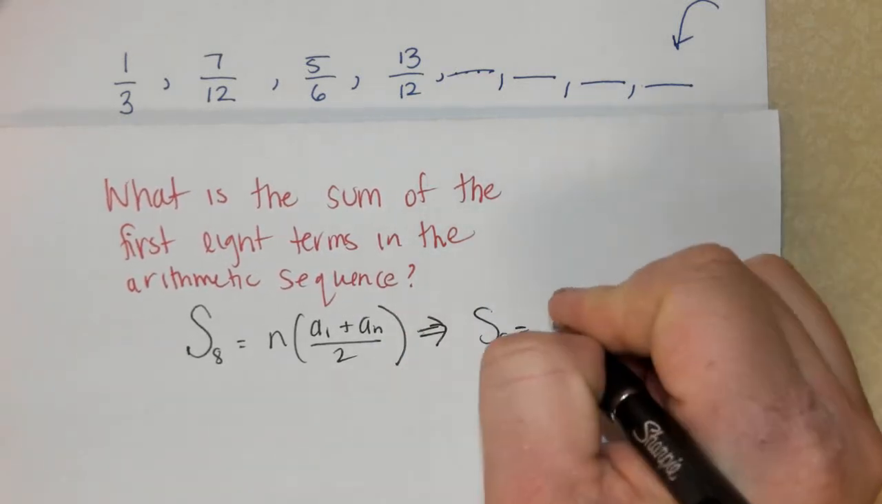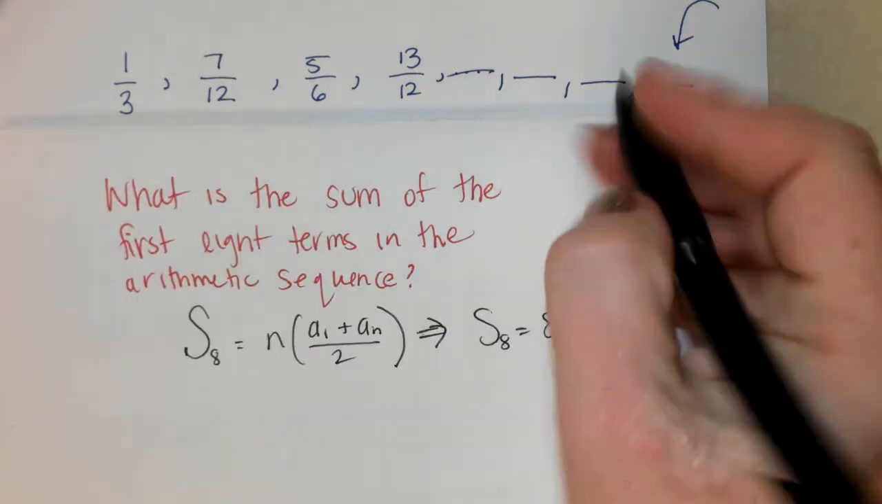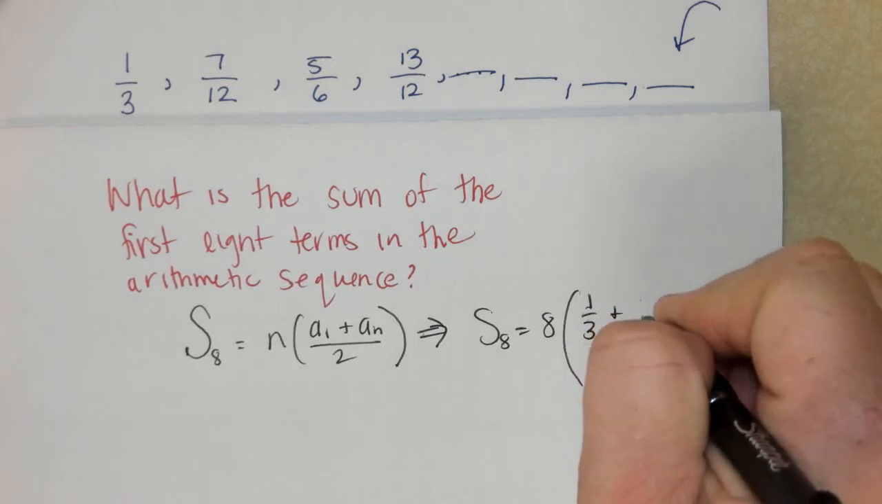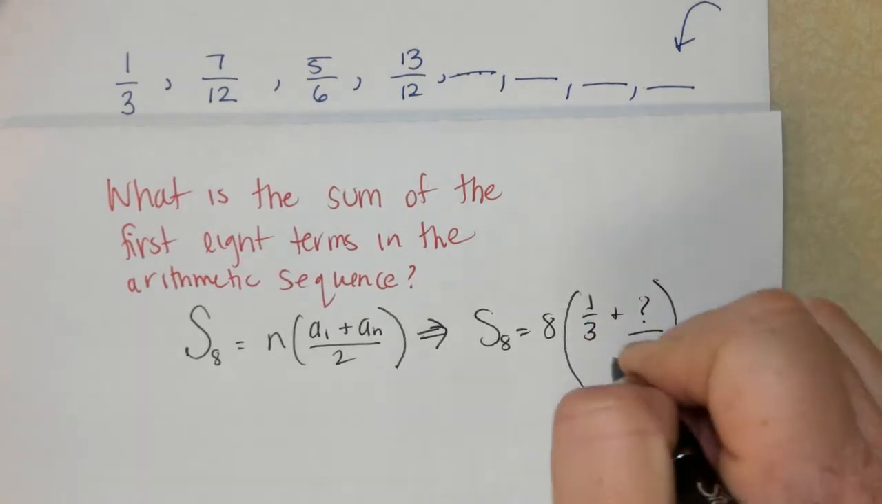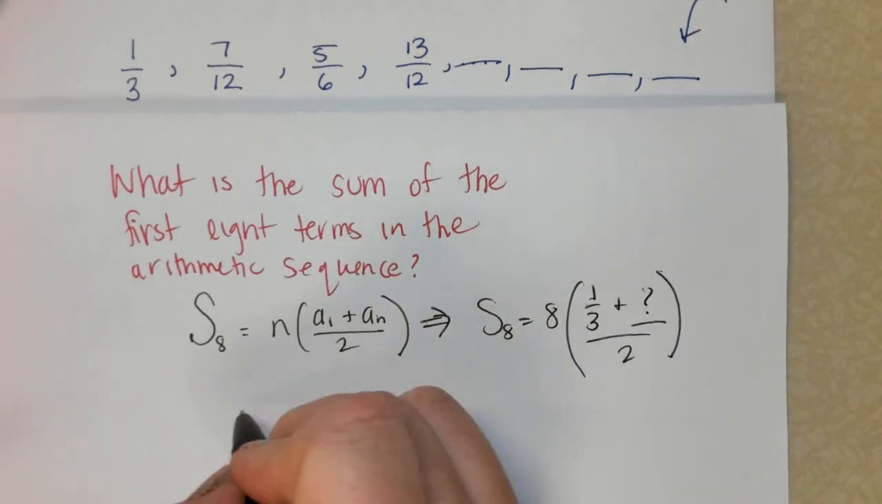So S of 8 equals 8 times, also a sub 1 is the first term, and then I need to find out what is the 8th term, and put a little question mark there, all divided by 2. So I need to know what is this term. And the explicit formula is going to allow me to do that.